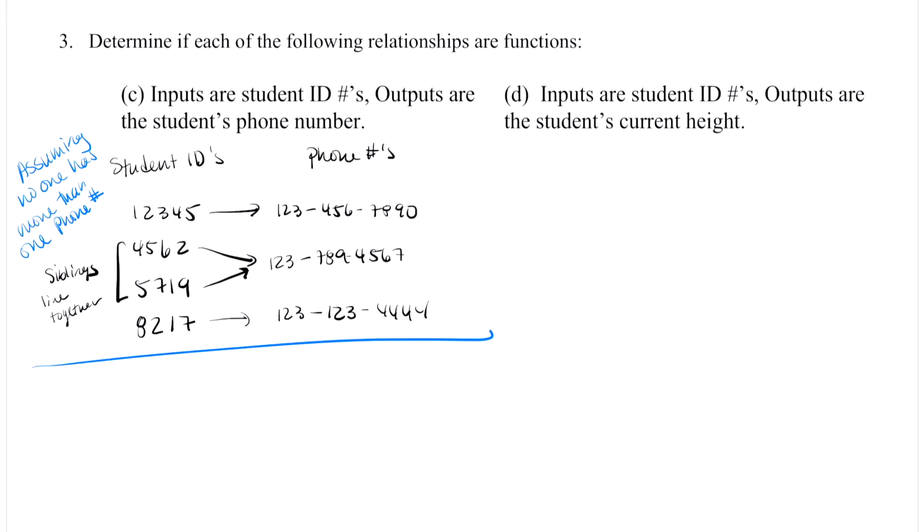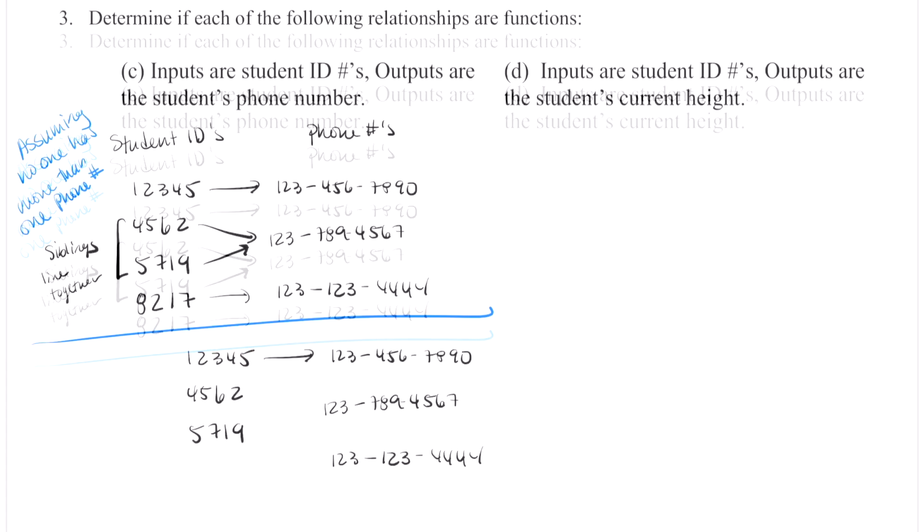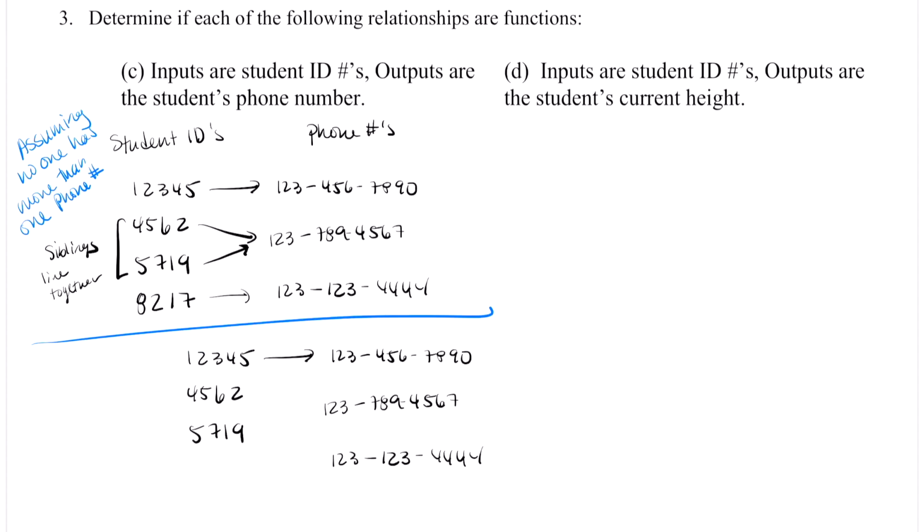So let's do this one again. What if we assume that students do have more than one phone number? What happens now? So now let's say we only have 3 students, and this student has this phone number, but then this last student has their landline, and they also have a cell phone number at 567 421 1234. Suddenly, is this a function? And again, this is assuming students can have more than one phone number.